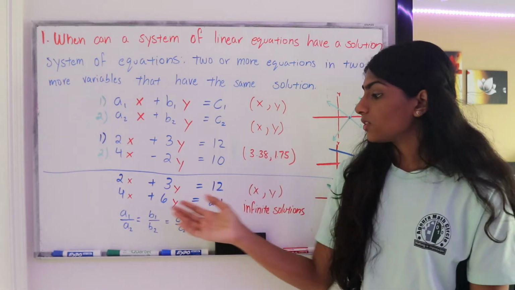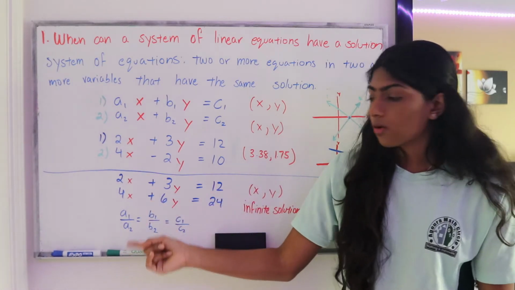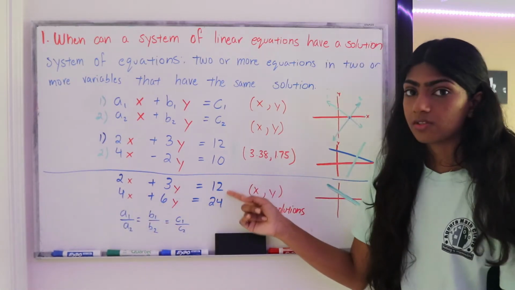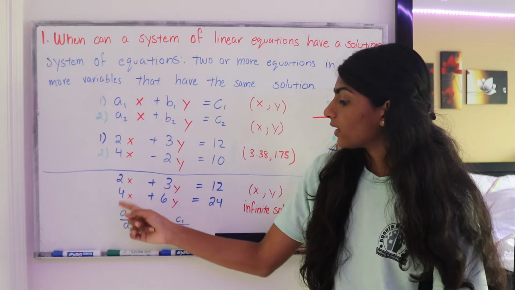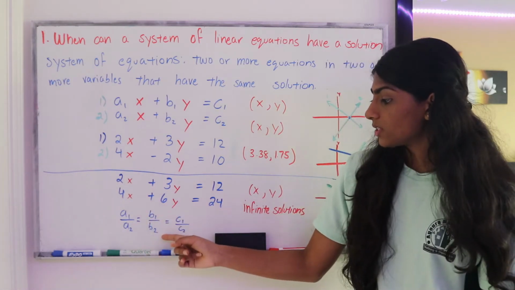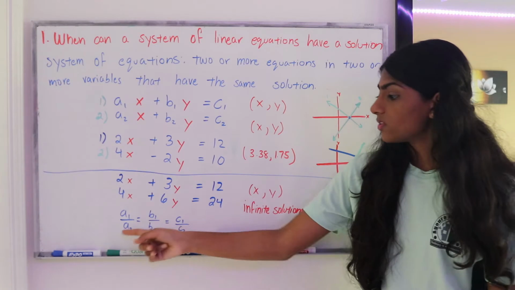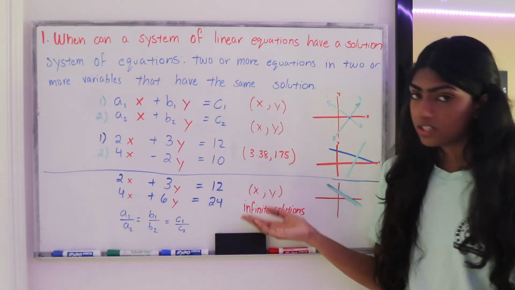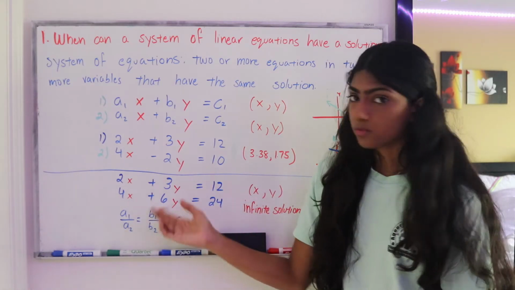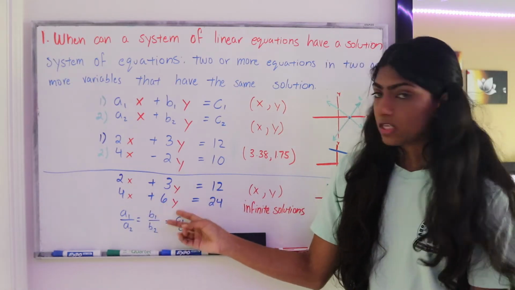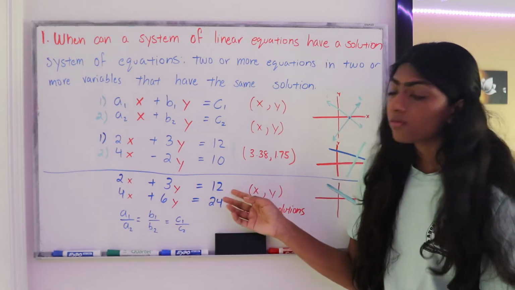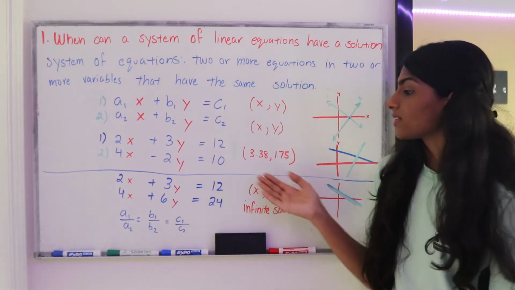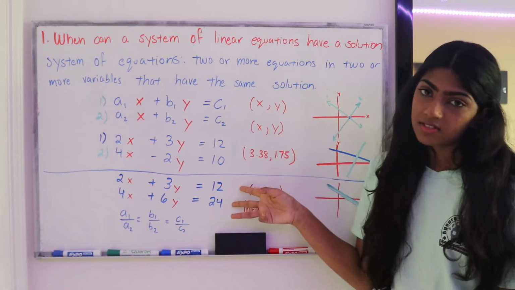And to check, we can use this right here, where we put the coefficients, or the numbers that are being multiplied by the variables, over each other, and we can also put the solutions over each other. So, a1 over a2 equals b1 over b2 equals c1 over c2. If this is all true, then this system of equations has infinite solutions. So let's check. 2 over 4 equals 1/2, 3 over 6 equals 1/2, and 12 over 24 equals 1/2. So 1/2 equals 1/2 equals 1/2. That's true, which means this system of equations has infinite solutions.